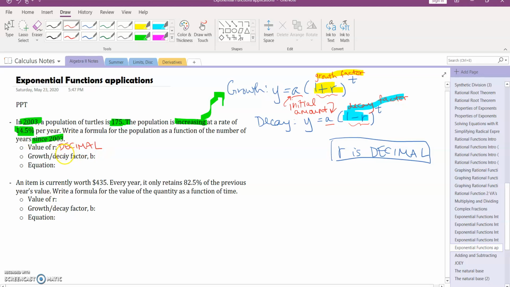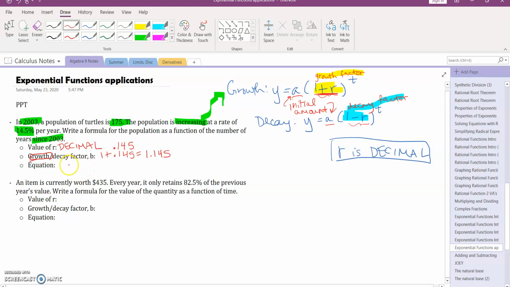So r is either the percent increase or percent decrease. In this case, it's the percent increase, and 14.5% as a decimal is 0.145. So that is your value of r. Now the growth or decay factor, in this case, it's growth factor b. This is replacing b. I'm going to do 1 plus r. So 1 plus 0.145. So 1.145.